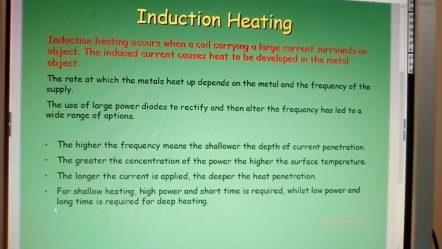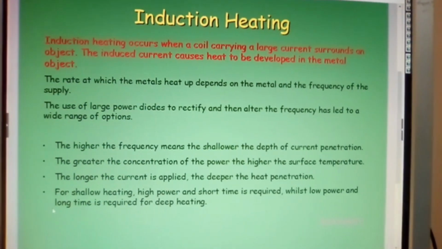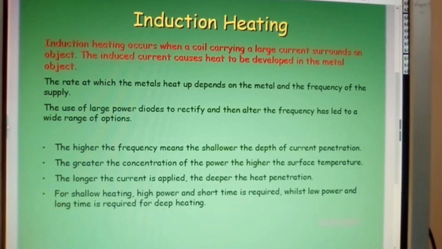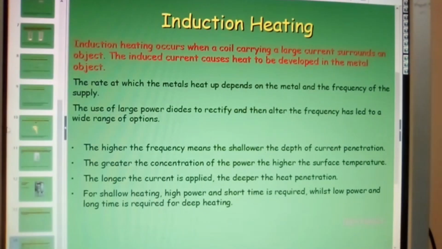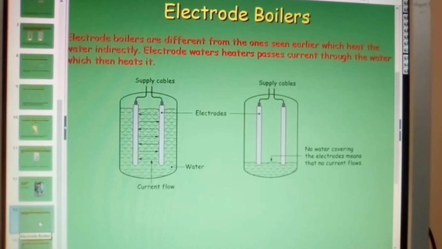Okay, this is just referring to what we just looked at, induction heating. Just giving you the idea, the reason. Induction heating, some way or the other.